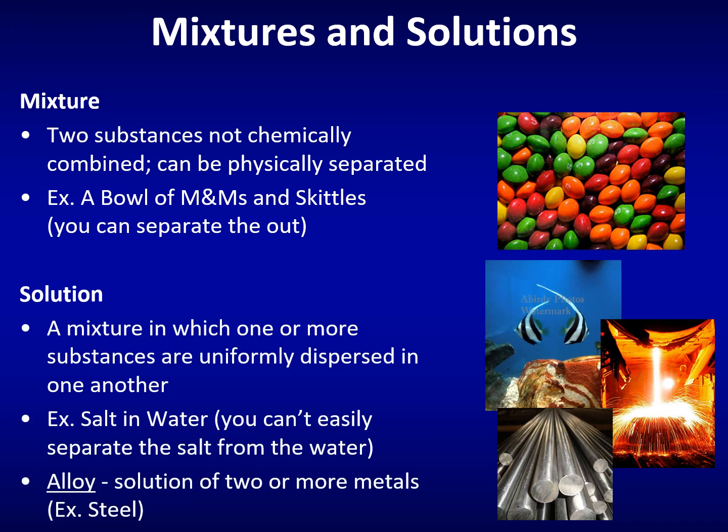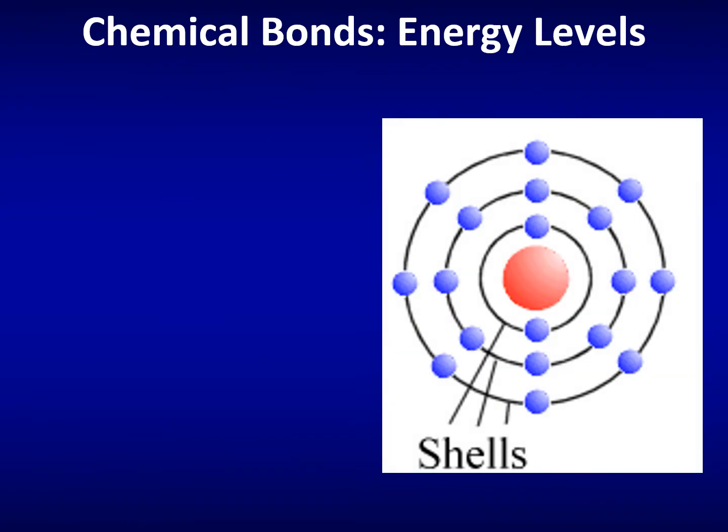A solution is a mixture in which one or more substances are uniformly distributed in one another. So salt water was an example of a mixture. Another example of a mixture that's a solution besides salt and water would be alloys, like steel. Steel is a solution in that it's a mixture of two or more metals that are evenly distributed throughout.